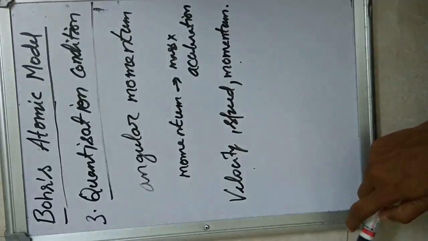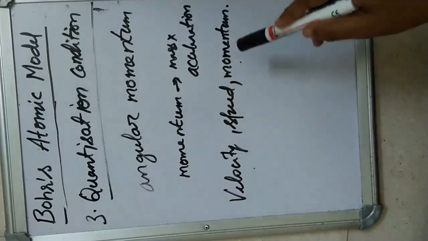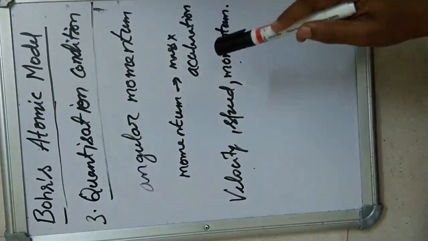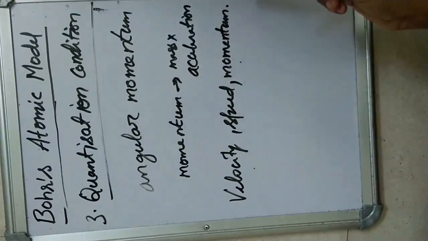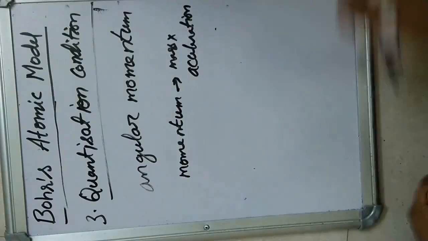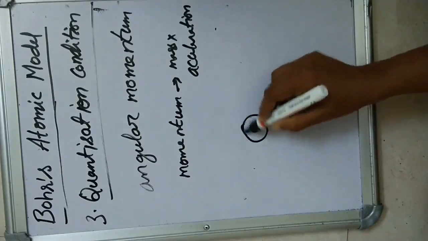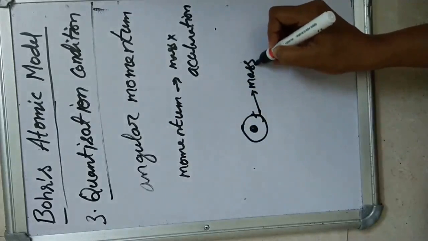So I hope you understood the meaning of velocity and momentum. Whenever the word momentum comes along with the speed, mass comes along with it; along with the mass we are calculating the speed or velocity. So this is about momentum. Now what is the meaning of angular momentum? See, around the nucleus an electron is revolving. Since the electron is a particle, it has a mass.